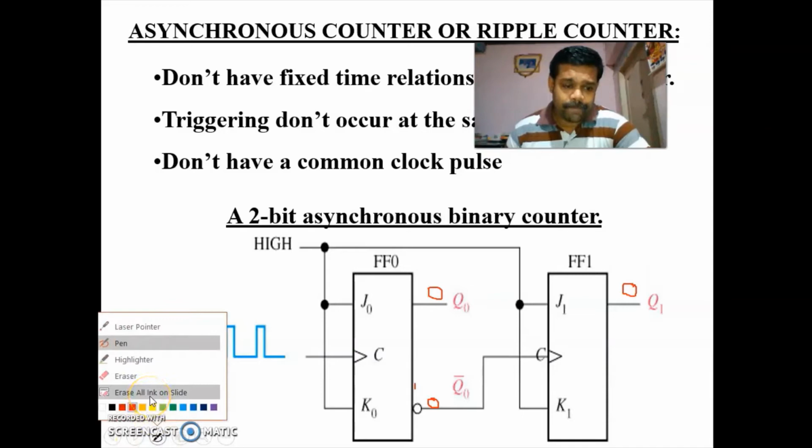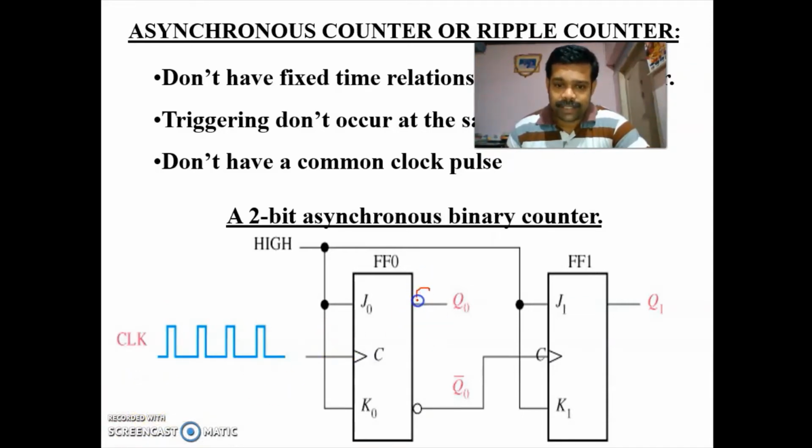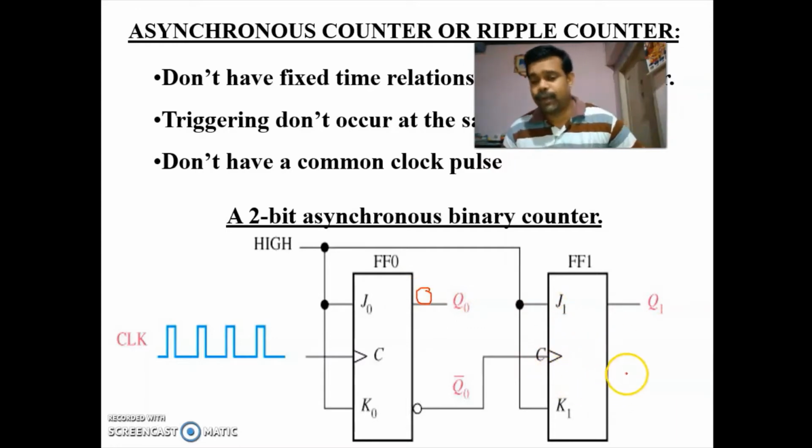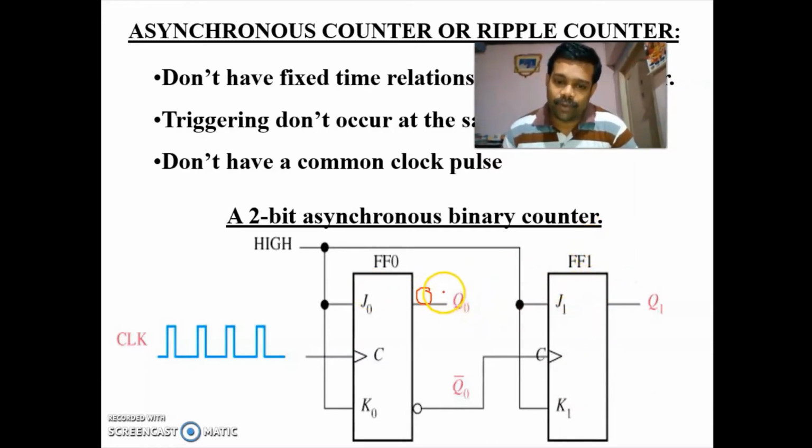Whenever you are having 0 here, it will not conduct this second flip flop. When you are having an output of 0 at Q naught, this is flip flop 0 and flip flop 1, the flip flop will not conduct. So only if you are having 1 at the Q naught, then here you'll be getting 0. That 0 will be inverted to 1. Then this flip flop 1 will conduct.